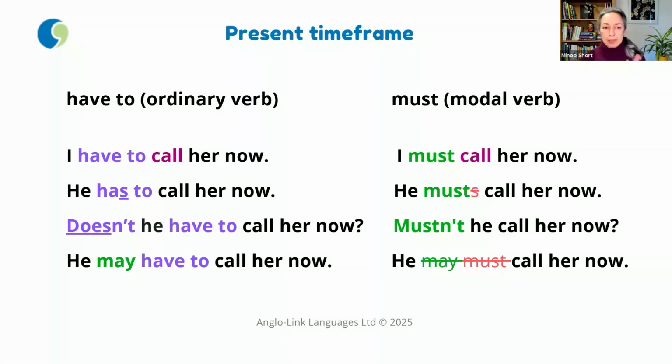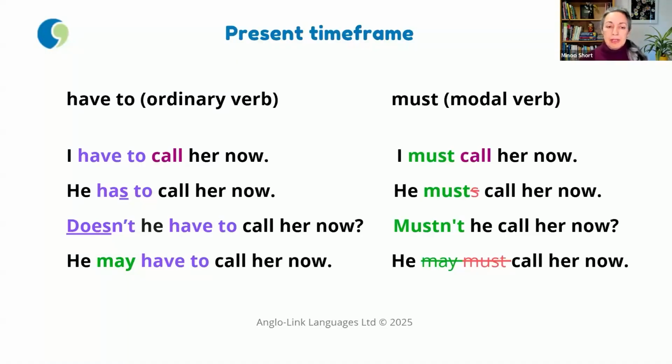For example, as an ordinary verb, the verb have to needs an S, the third person singular S, for the pronouns he, she, and it. So it's I have to call her now, but he has to call her now. Whereas with modal verbs, we don't need an S. So it's I must call her now and he must. We never put an S on a modal verb, even with the pronouns he, she, and it.